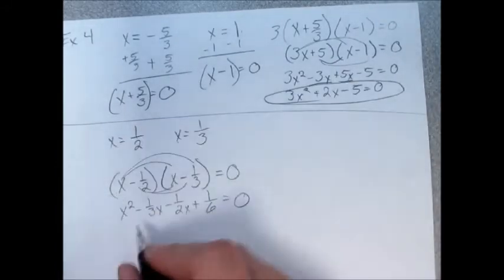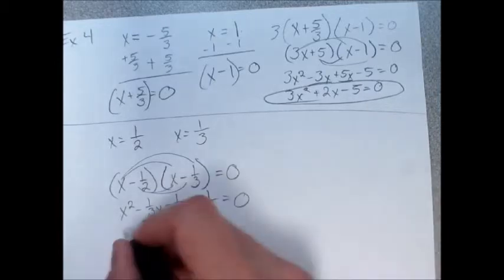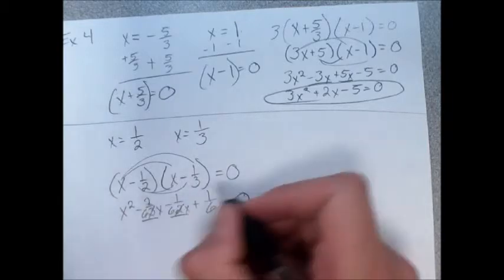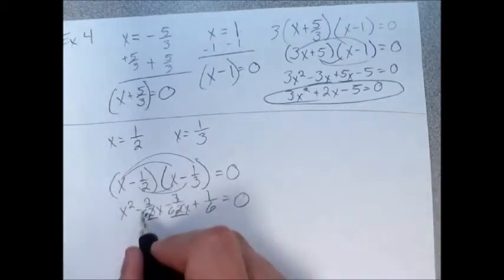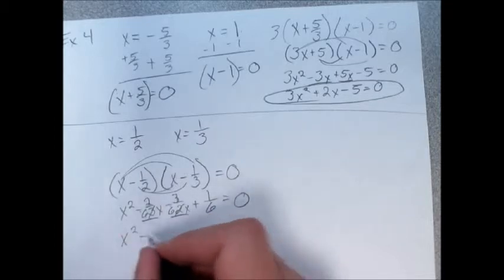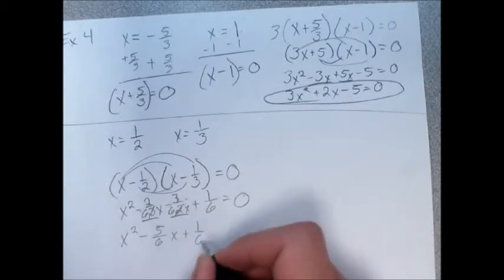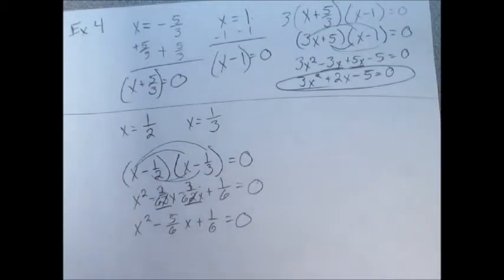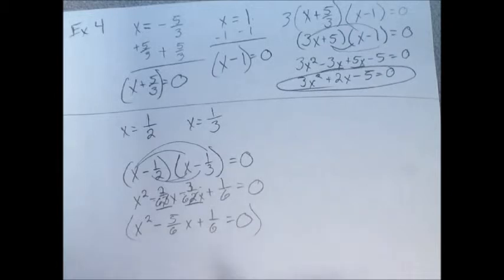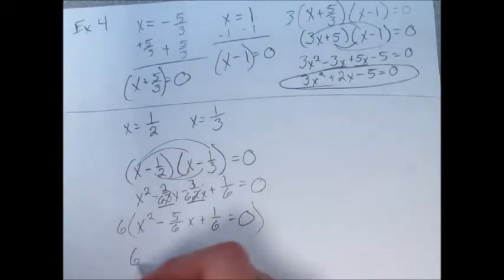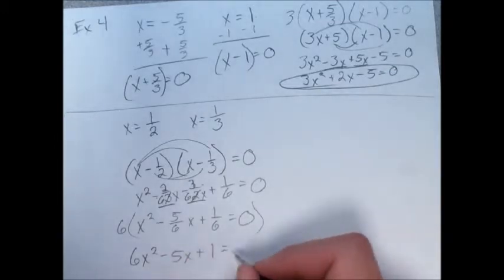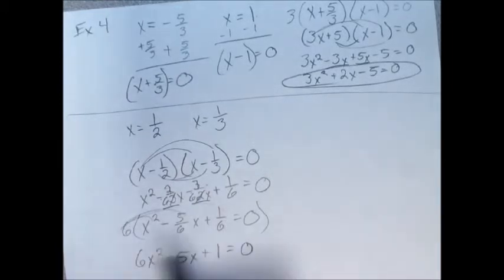Okay? I need to combine my like terms. So I need to change their denominators to 6 there. And in order to do that, I had to multiply this one by 2. I had to multiply this one by 3. So I have a negative and a negative, so that's going to get me a negative 5/6 x plus 1/6. That will equal 0. Now I'd want to rewrite this one afterward with a multiplying it by its common denominator, which is 6. So I'd end up with 6x squared minus 5x plus 1 equals 0. So all I did was distribute this 6 to everything.